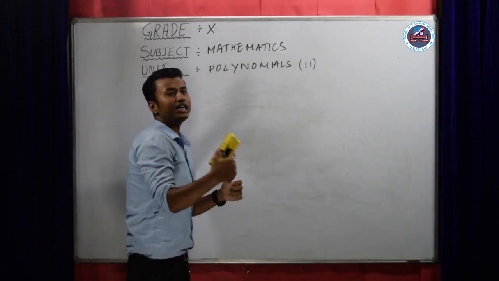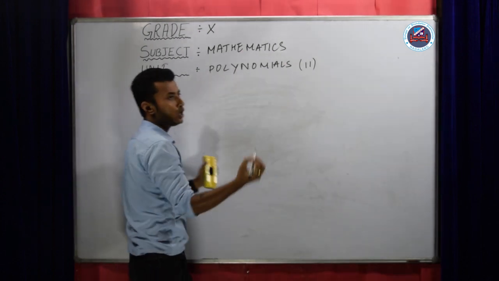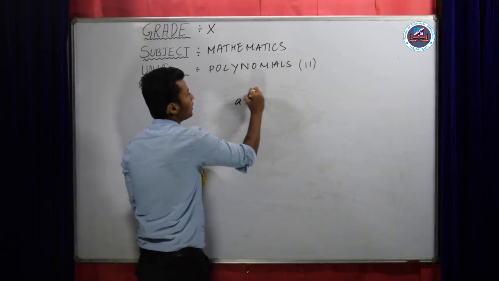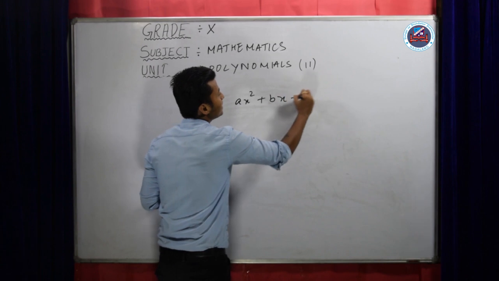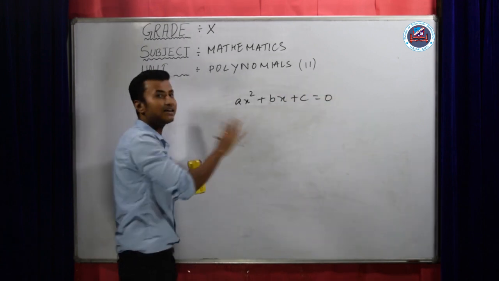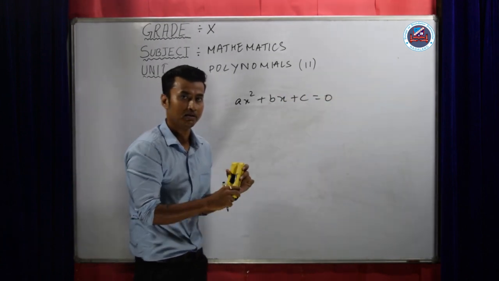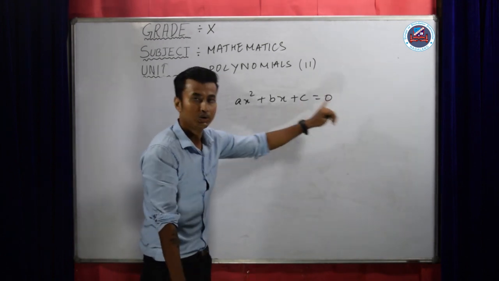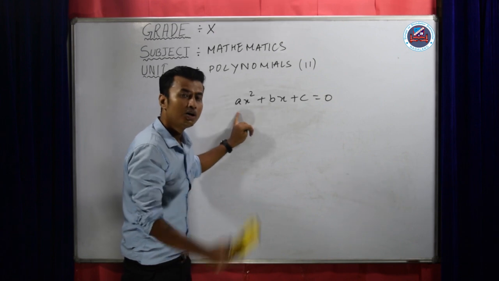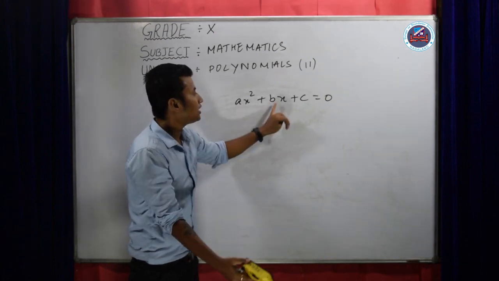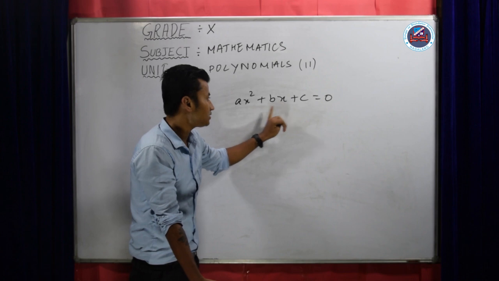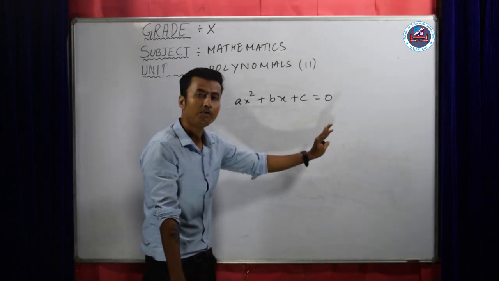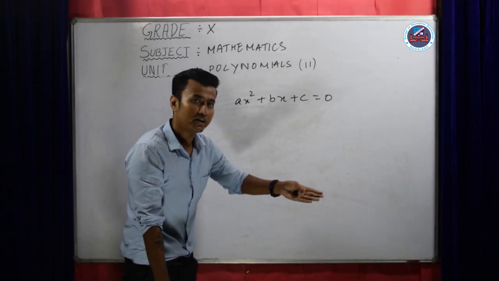When we look at a quadratic polynomial, it is always represented in the form of ax square plus bx plus c equals to 0. This is the representation of a quadratic polynomial. Okay guys? Ax square plus bx plus c equals to 0. What is a here? Coefficient of x square. What is b here? Coefficient of x. And what is c here? It's a constant term. So if any equation is in this form, this is a quadratic equation.